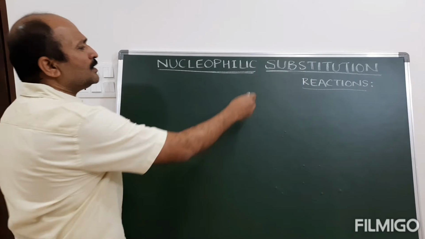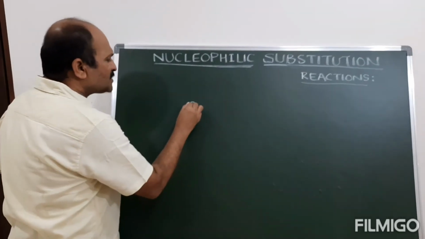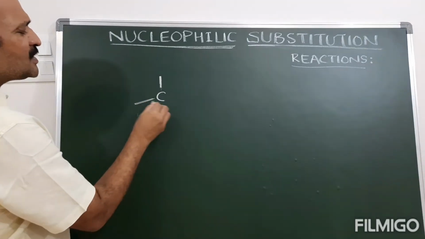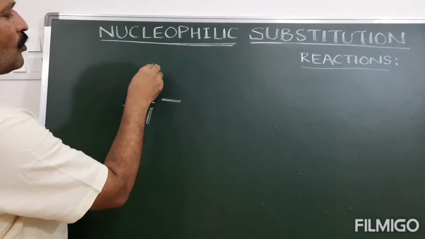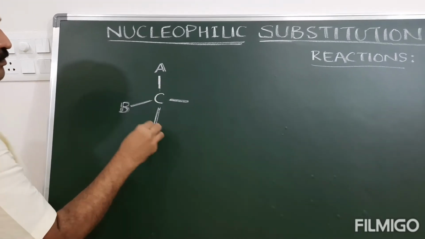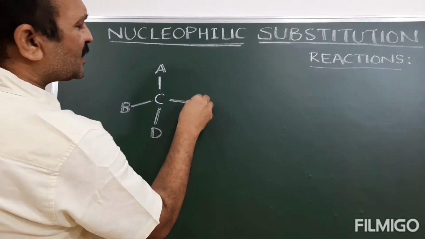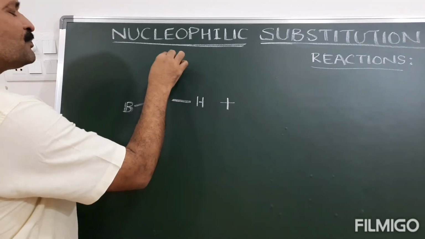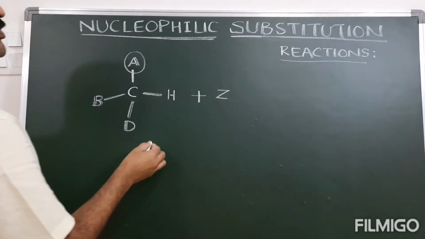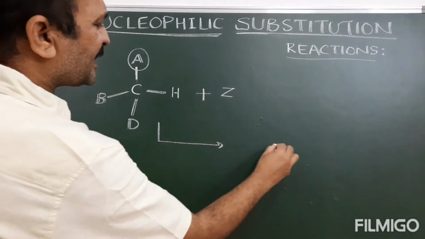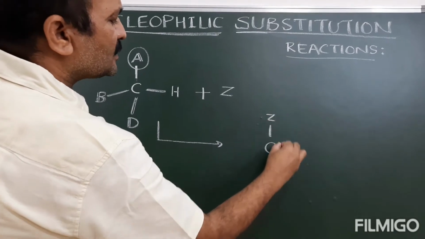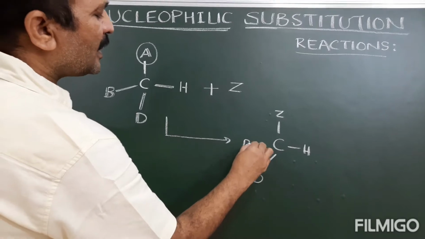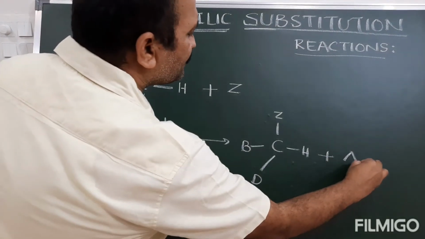Let us come to know the substitution reaction. Very simple. I am taking a molecule in which the carbon has 4 bonds. These bonds are formed with different groups for the sake of convenience, and one of these groups is replaced by another new group. The product is like this: C, here is Z, here is H, here is D, here is B, and plus A.